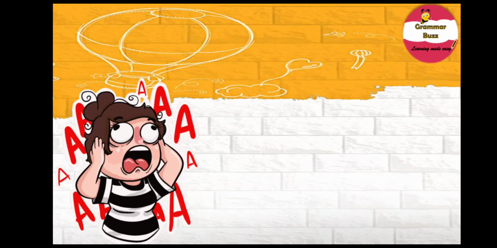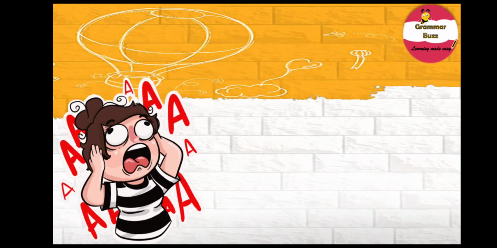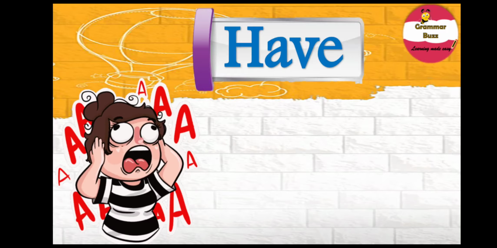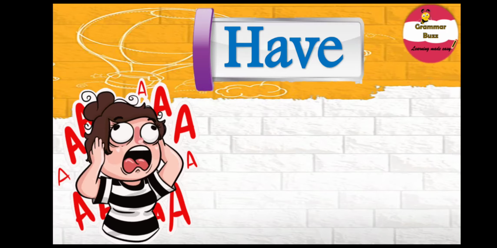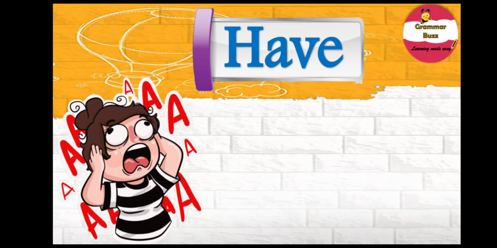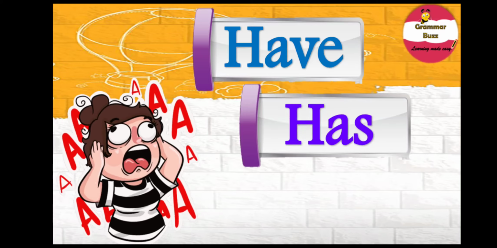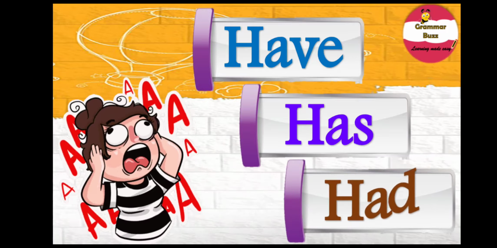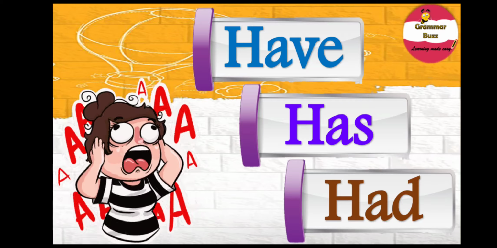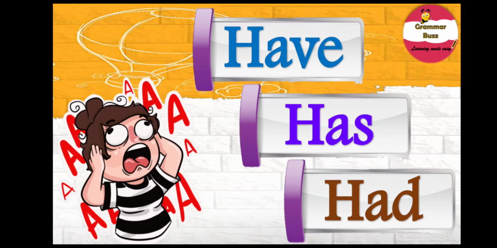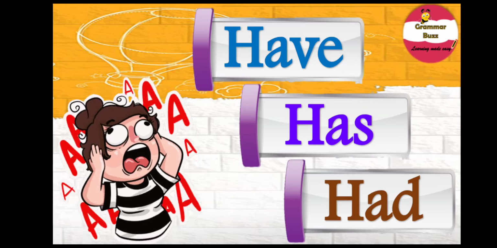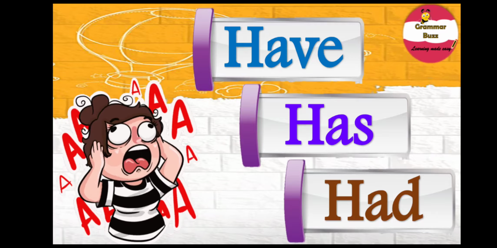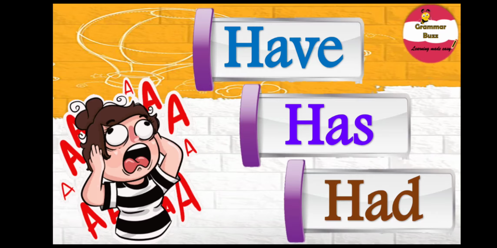Okay, let's find out something more about verbs, and especially have verbs. Well, there are three forms of have verbs, and they are have, has, and had. They show possession or a sense of belonging. Have, has, and had are together called the have verb.